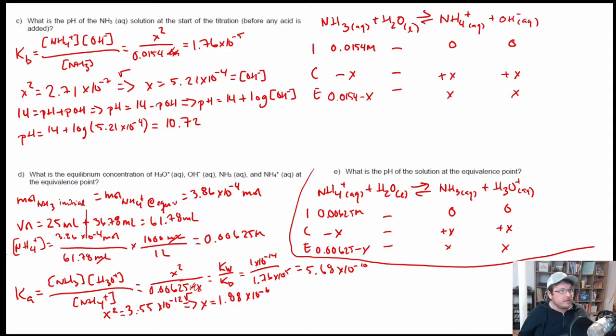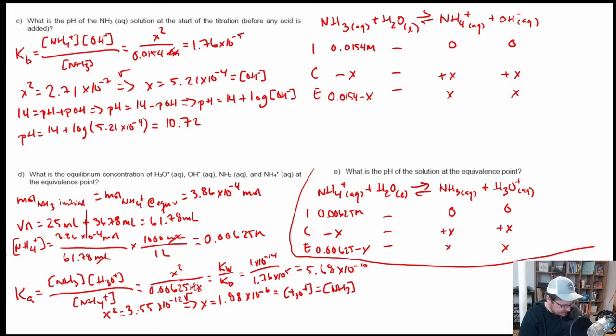And now that we know X, we can figure out the concentrations of everything at the equivalence point. At the equivalence point, the concentration of H3O plus is going to be equal to 1.88 times 10 to the negative 6, because that's equal to X. That's also going to be the concentration of the NH3 in this scenario, because both of those are equal to X. The concentration of NH4 plus is going to be 0.00625 minus X.